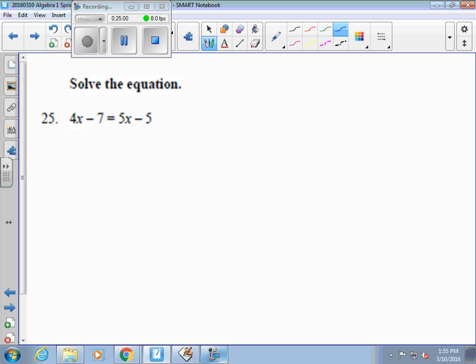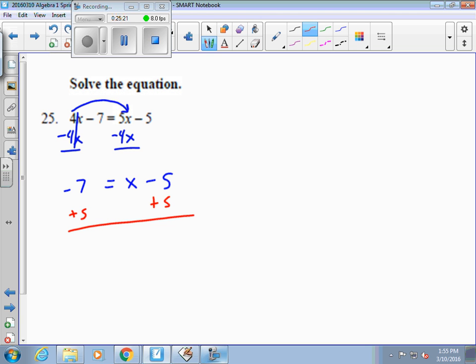Solve this equation, variables on both sides. Collect your smaller one over on the same side as your larger one. 4 is positive, so subtract 4x. When you do it to the left, do it to the right. 5x minus 4x is 1x minus 5 is equal to, you still have negative 7. Don't lose the negative in front of the 7. Undo minus 5 by adding it to both sides. Negative 7 plus 5 is negative 2 is equal to x. So therefore, x is equal to negative 2.